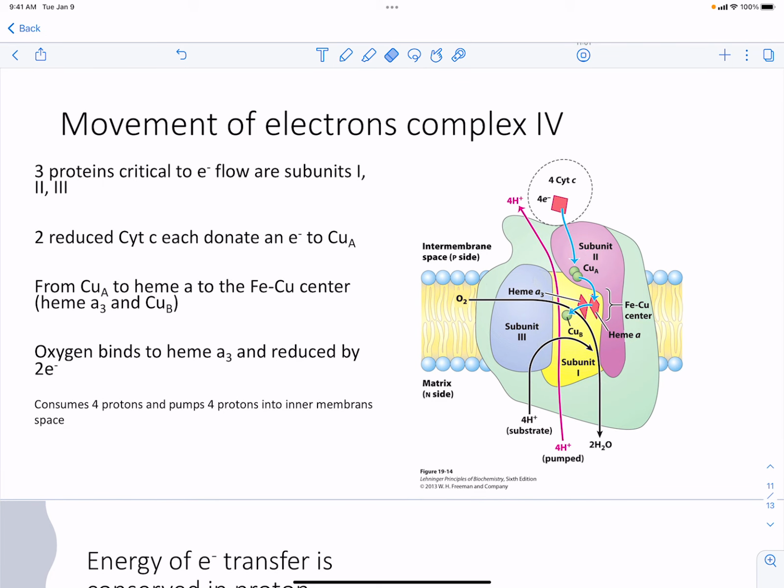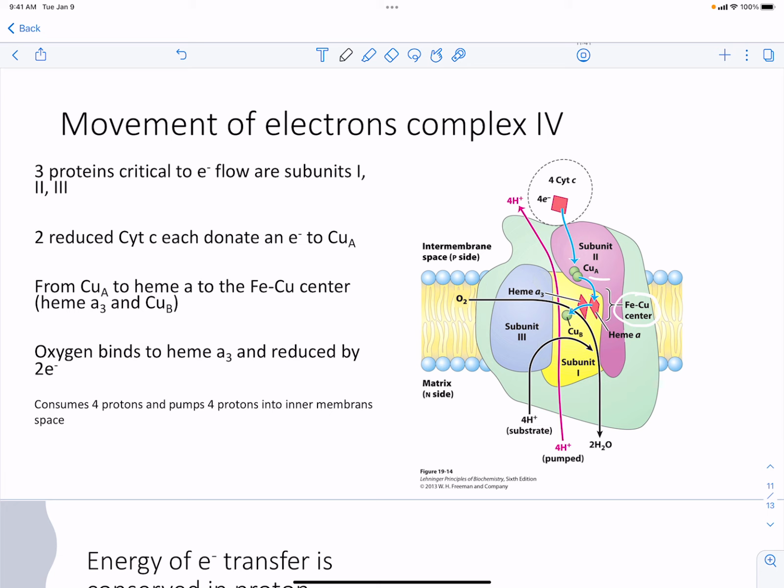So within this complex, we're going to have 2 copper containing ions, and these are going to be complexed with our sulfur groups of cysteine residues. And so here we're going to have our copper A, and here we're going to have another copper iron center, and that's going to be complexed with another heme group. Now these copper and sulfur groups, where the sulfur comes from cysteine, are going to resemble 2 iron sulfur centers of a typical iron sulfur protein.